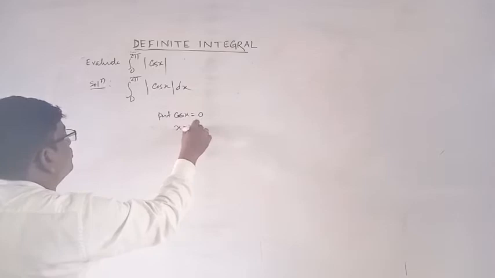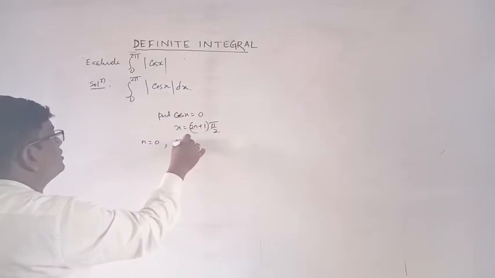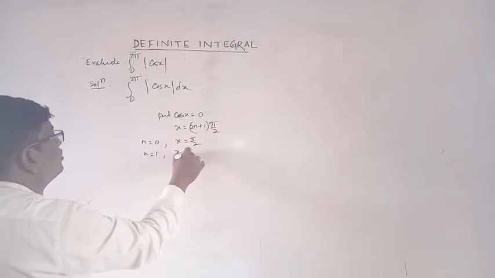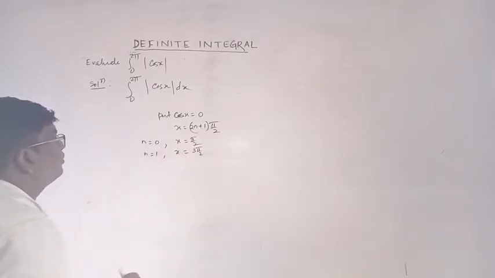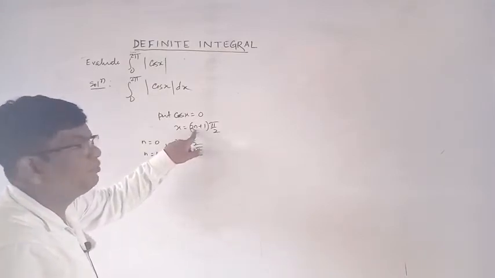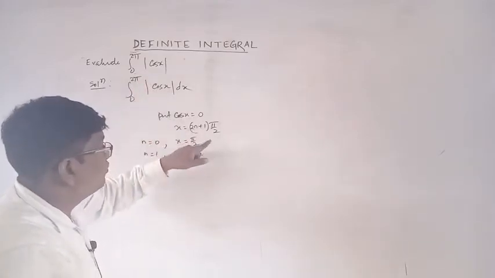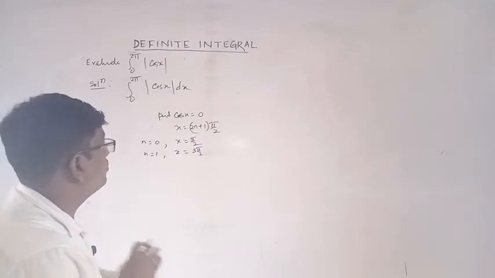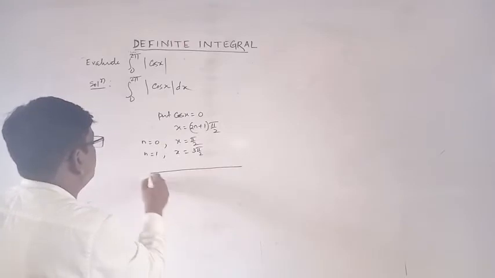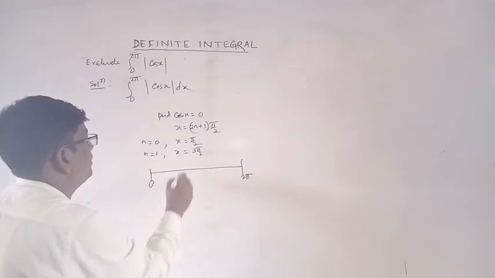So x is equal to (2n plus 1) times pi by 2. Now n is equal to 0, x is equal to pi by 2. N equal to 1, x is equal to 3 pi by 2. If n is equal to 2, this is 5 pi by 2, which is greater than 2 pi, so it is not required. Here the lower limit is 0 and the upper limit is 2 pi.